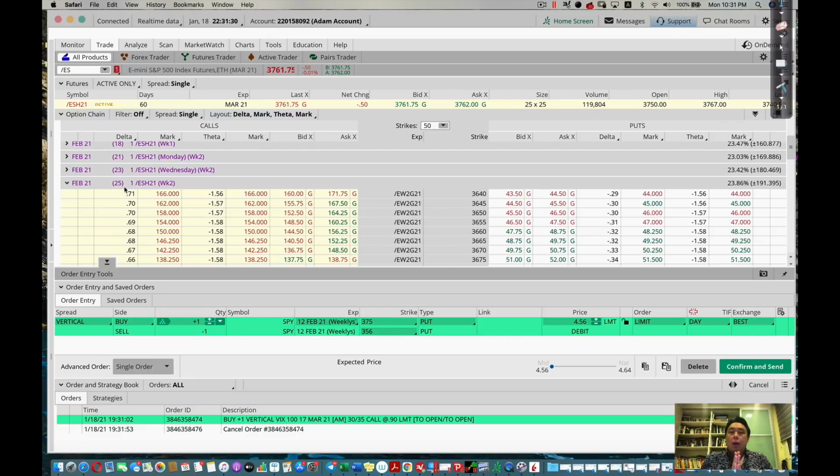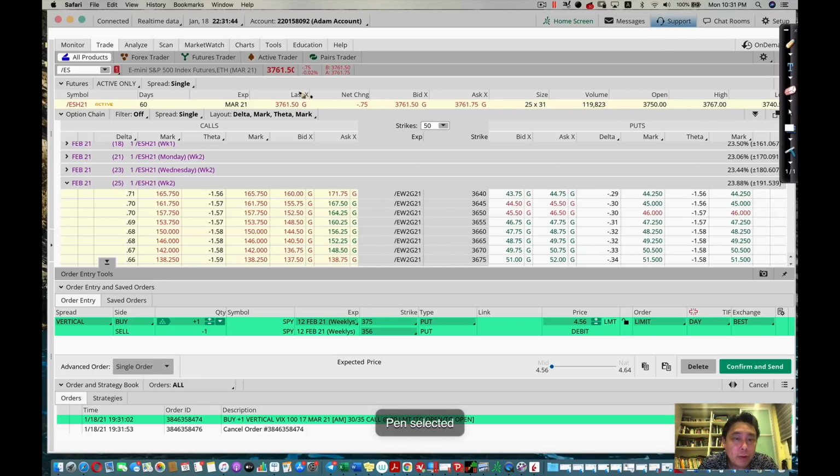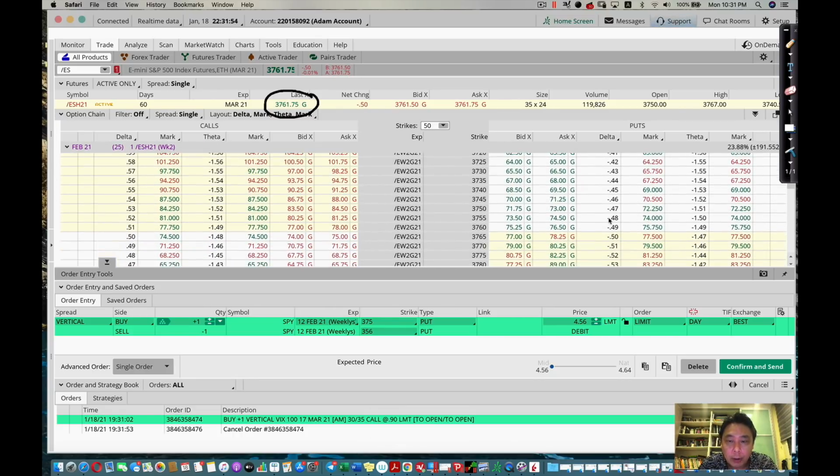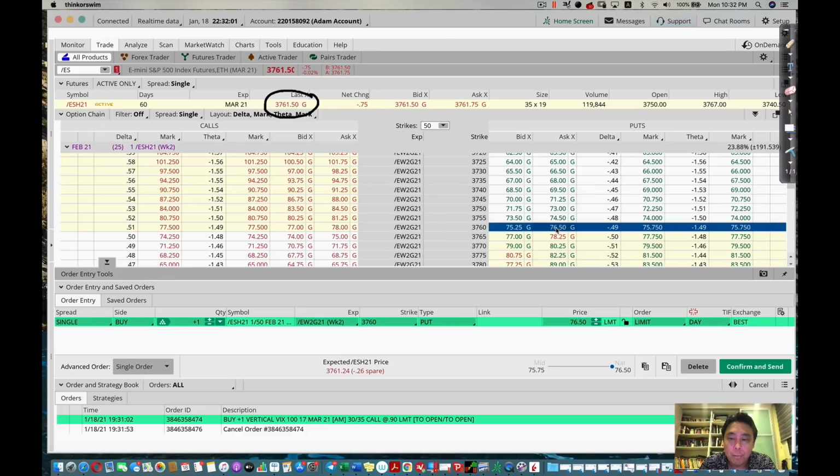So we're going to buy a put at the money and sell the put where we think the market is going to go in 25 days. Right now the market is at 3761. That's the current price of the futures. So let's look for 3760. We're going to buy this put. Click ask, buy.